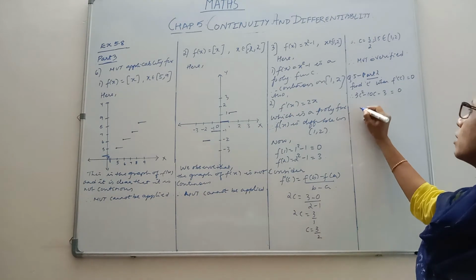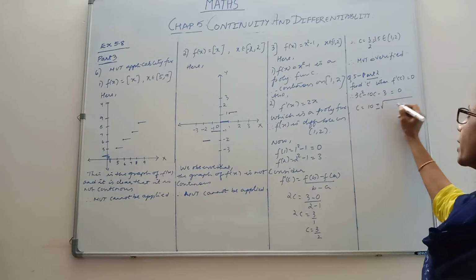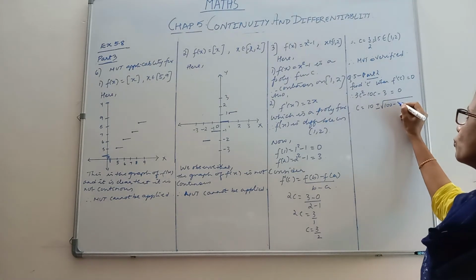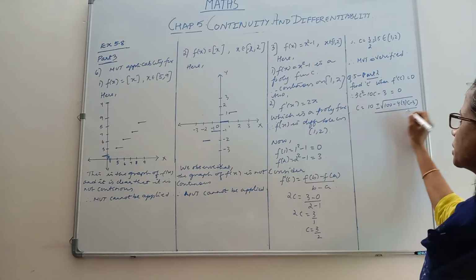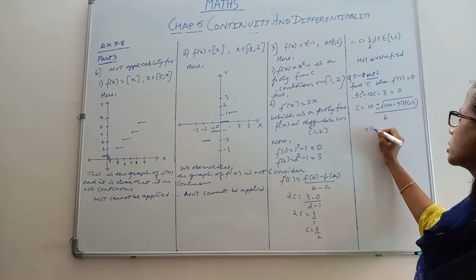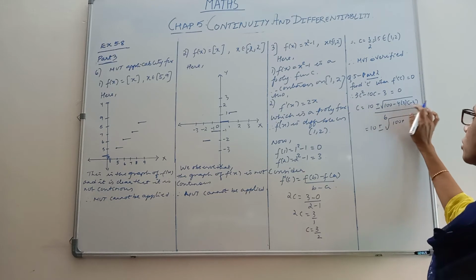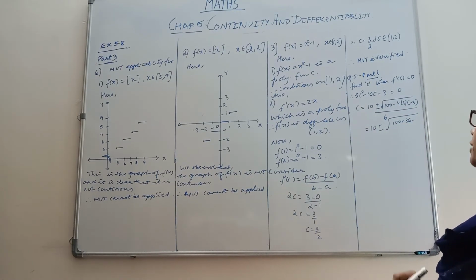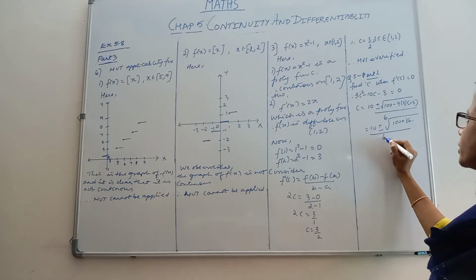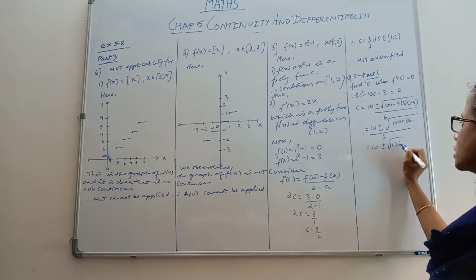So c is minus b, that is 10, plus or minus root of b squared, that is 100, minus 4ac, 4 into 3 into minus 3, by 2a, that means 2 into 3, 6. So 10 plus or minus root of 100 plus 4 3s are 12, 12 3s are 36. I hope it's correct. 136. 10 plus or minus root of 136 by 6.